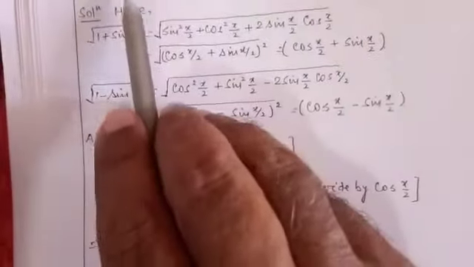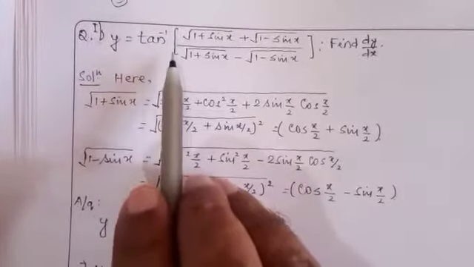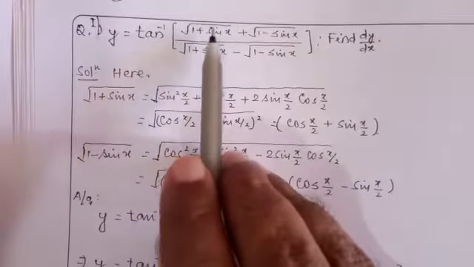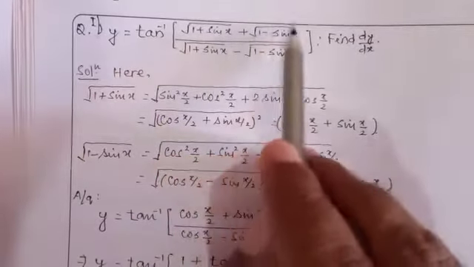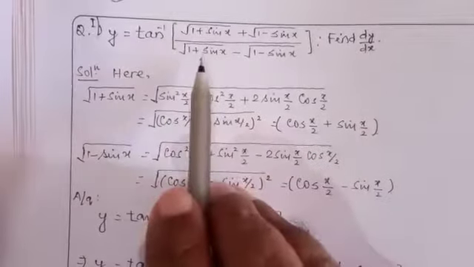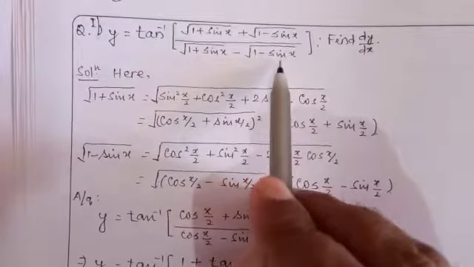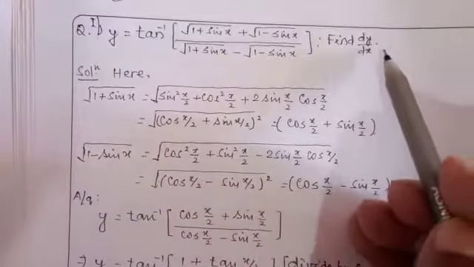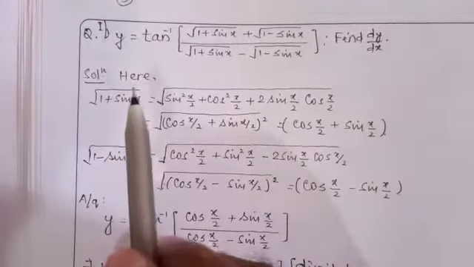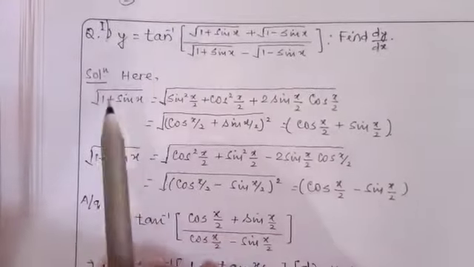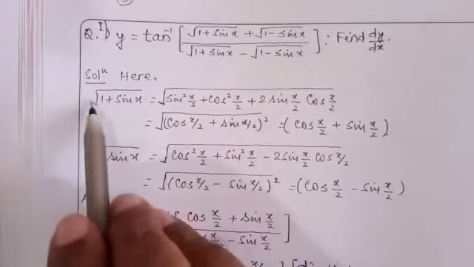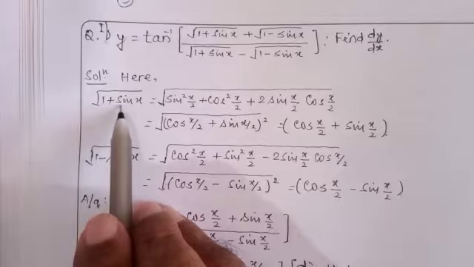See question: if y is equal to tan inverse of under root 1 plus sin x plus under root 1 minus sin x, divided by under root 1 plus sin x minus under root 1 minus sin x, then find dy by dx. First apply trigonometry and see the value of under root 1 plus sin x.